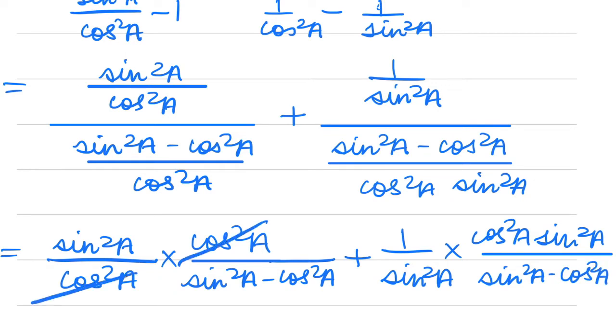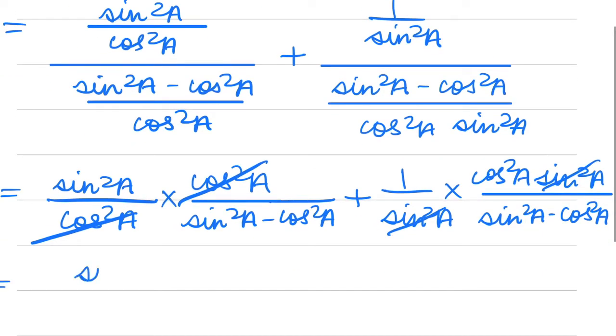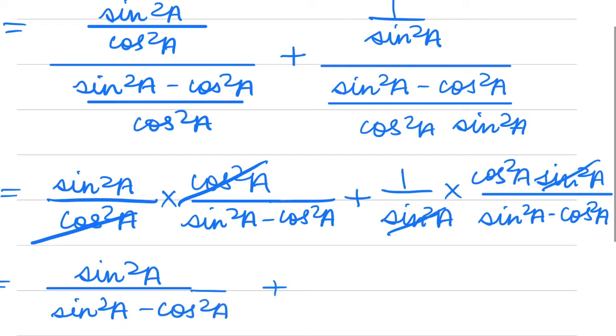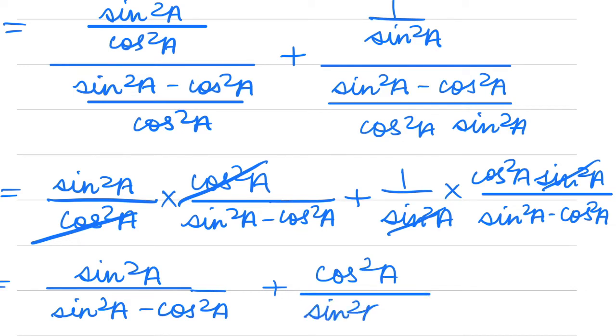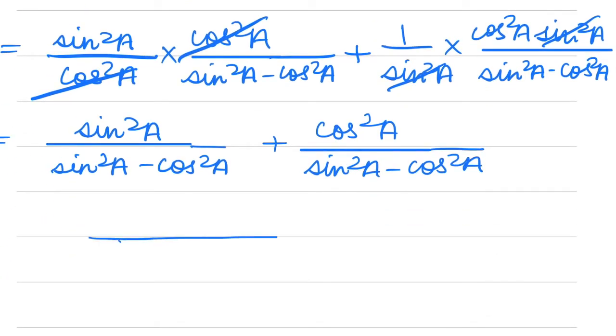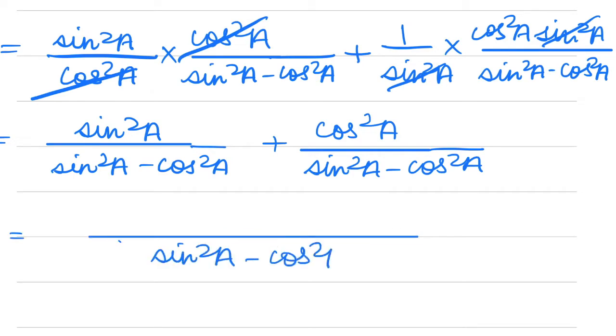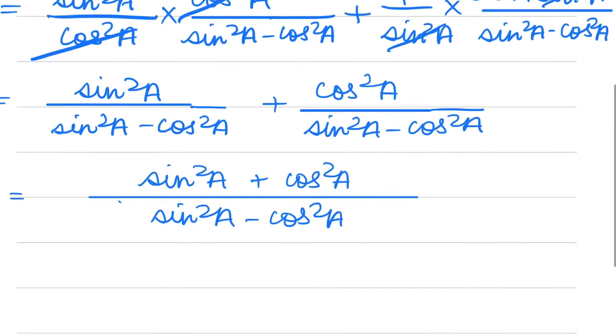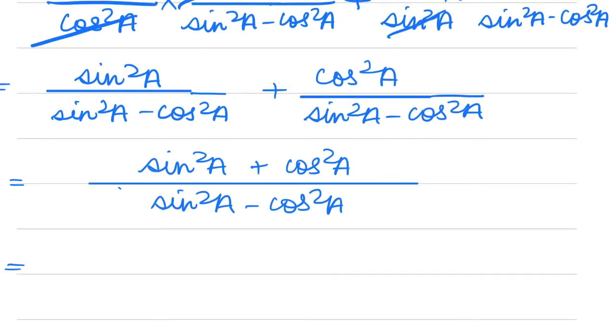Cos square A gets cancelled, sine square A gets cancelled. So we get sine square A divided by sine square A minus cos square A plus cos square A divided by sine square A minus cos square A. Now here the LCM will be sine square A minus cos square A, and in the numerator we have sine square A plus cos square A. Sine square A plus cos square A can be written as 1.